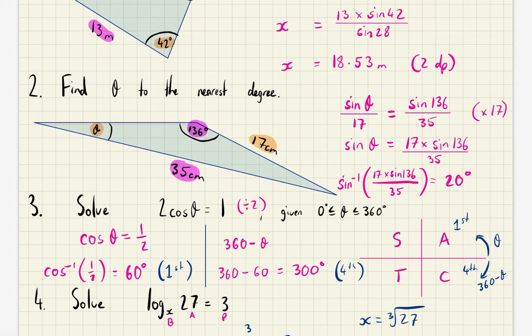Now you can put that back into the calculator for both, just to check. So if you typed in cos 60, you will get a half. And if you type in cos 300, you'll also get a half. So that's a way you can check your answer.